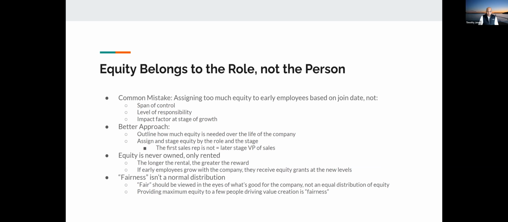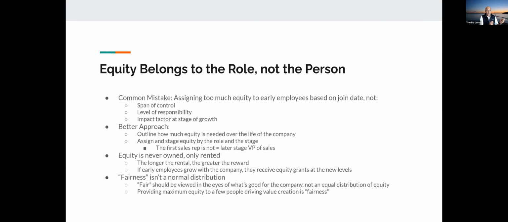So a better approach I've seen work, and this is where working with good advisors, outside tax advisors, outside attorneys, and using services like Carta, for example, to help you track the capitalization chart, is to actually look at the amount of equity you're going to need over the life of the company. Again, it's an estimate, it's a pro forma, like a financial model. And think about the equity you're going to need at different stages to recruit different types of personalities.